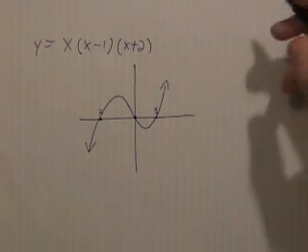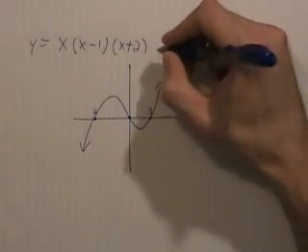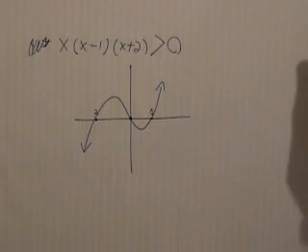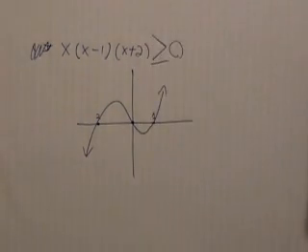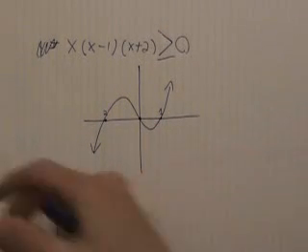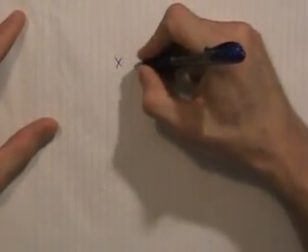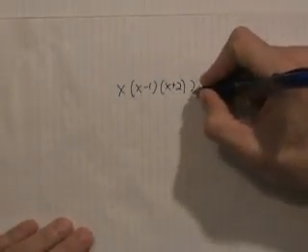But what I want to ask right now is, what if I asked you to solve the inequality x times x minus 1 times x plus 2 is greater than 0, or greater than or equal to 0. What would you do? A lot of students want to do something like this. When they see these things, their first instinct is to take each of the factors, x, x minus 1, x plus 2, greater than or equal to 0.